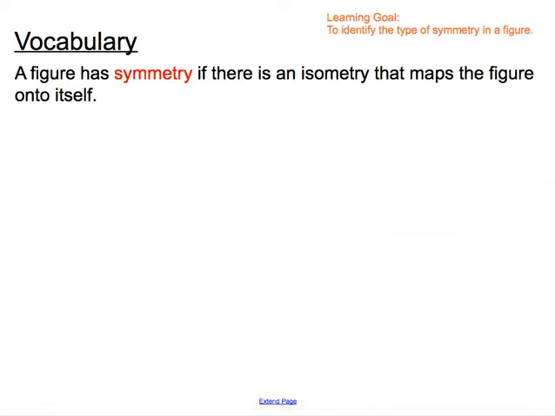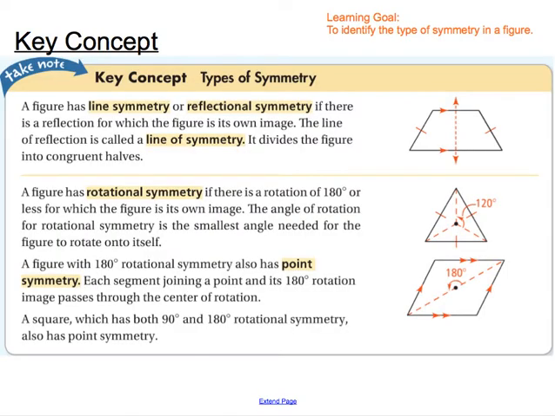So first, some vocabulary. A figure has symmetry if there is an isometry that maps the figure onto itself. Remember, isometries are transformations that maintain congruency of the figure. So there are different types of symmetry.